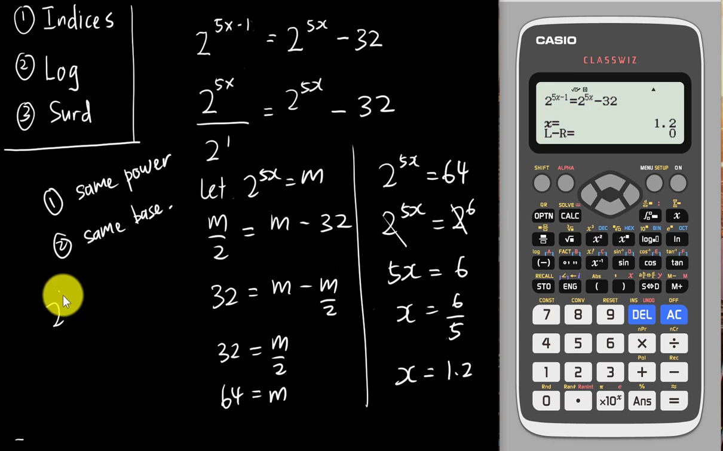If 2 power of 5x equals something like 4 power of 5x, for example minus 10, the calculator cannot solve the equation like this for you because you don't have the same base. So basically you need to change the 4 into 2 power of 2. Then this is 2 power of 10x. Then you need to solve manually, because with 2 power of 10x, you have different powers, and the calculator cannot solve it for you either. But for simple indices questions, you can actually use the calculator. The calculator will actually solve it for you.